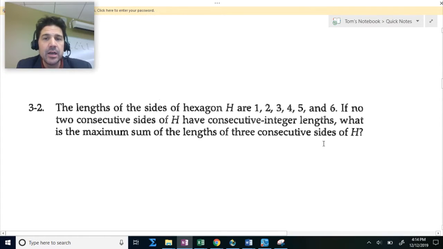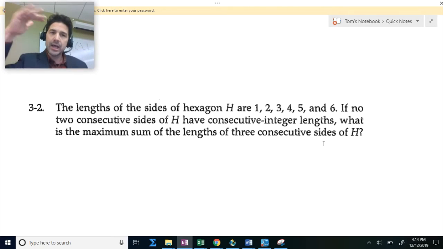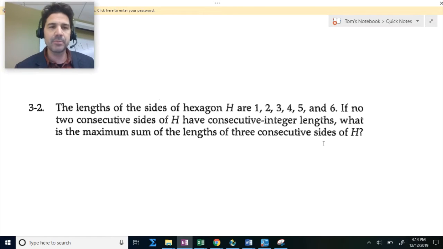You want a hexagon with side lengths 1, 2, 3, 4, 5, and 6, but no 2 consecutive sides can have consecutive integer lengths. So 1 can't be next to 2, 2 can't be next to 3, and so forth and so on. So usually when trying to find these maximums, it's best to start high and then slowly go down. So the highest sum, the maximum sum for 3, if there wasn't the constraint of consecutive integers, would be 4, 5, and 6. So 15 would be the maximum.